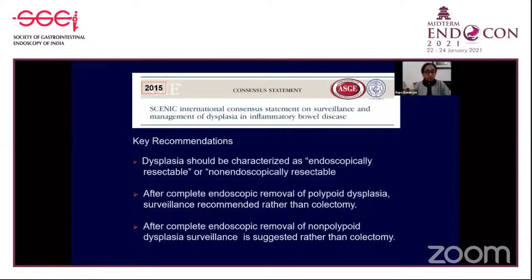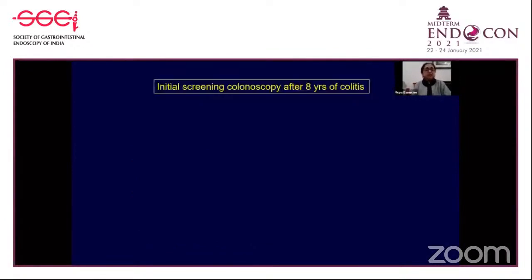Dysplasia should be characterized as resectable, endoscopically resectable, or non-endoscopically resectable. After complete endoscopic removal, surveillance is recommended rather than colectomy. After complete endoscopic removal of non-polypoid dysplasia, again, surveillance is suggested rather than colectomy. So you can just maintain the surveillance colonoscopy rather than going for a major surgery.